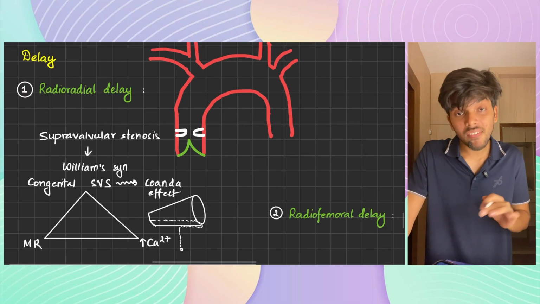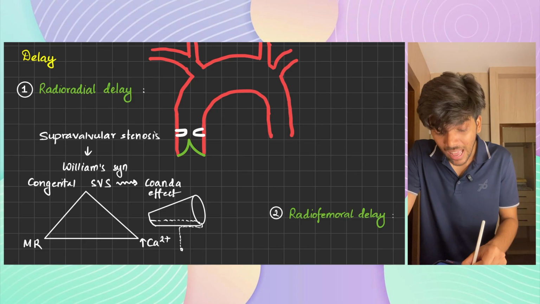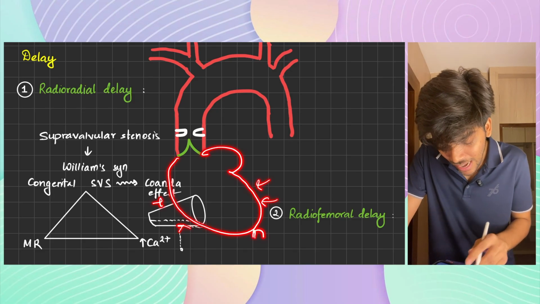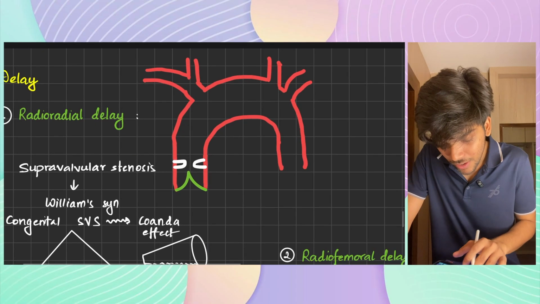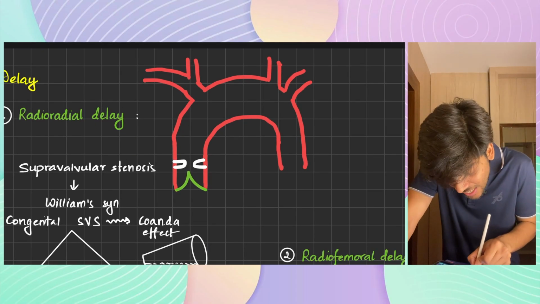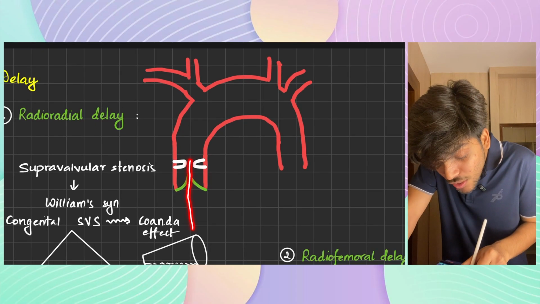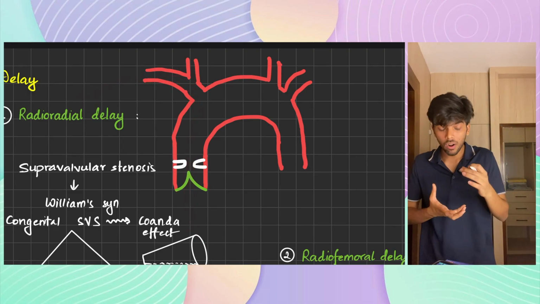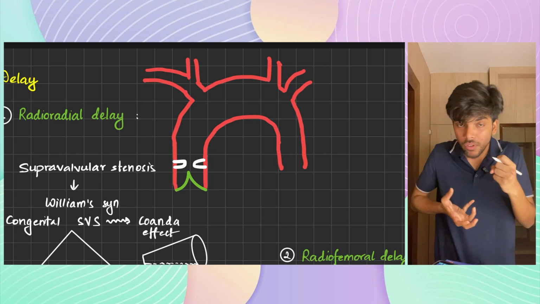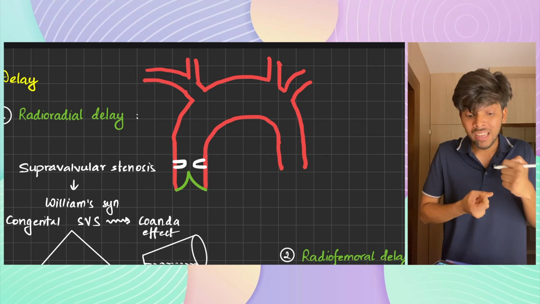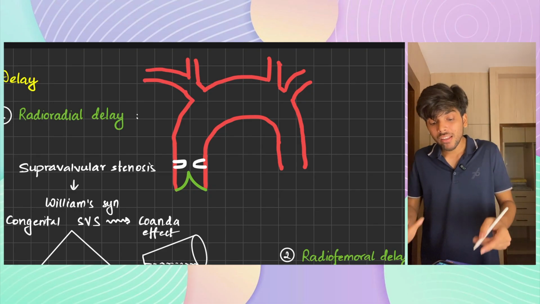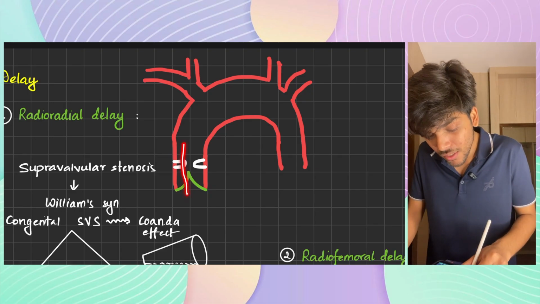Similarly, in supravalvular stenosis as well, as the left ventricle contracts, the jet of blood has a preference to take the right-hand side. So the jet of blood that gets squeezed out from the contraction of the left ventricle, in case of supravalvular stenosis, has a preference to follow the right subclavian artery.